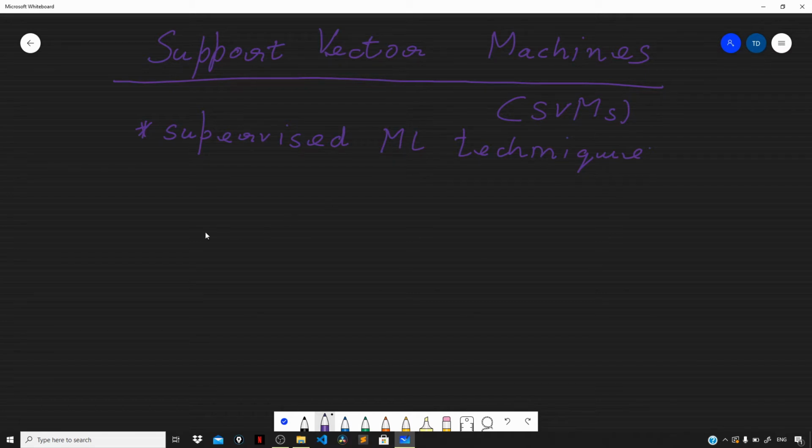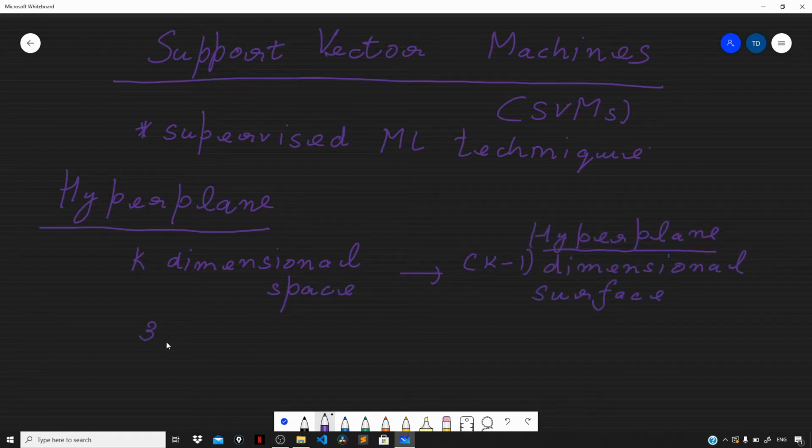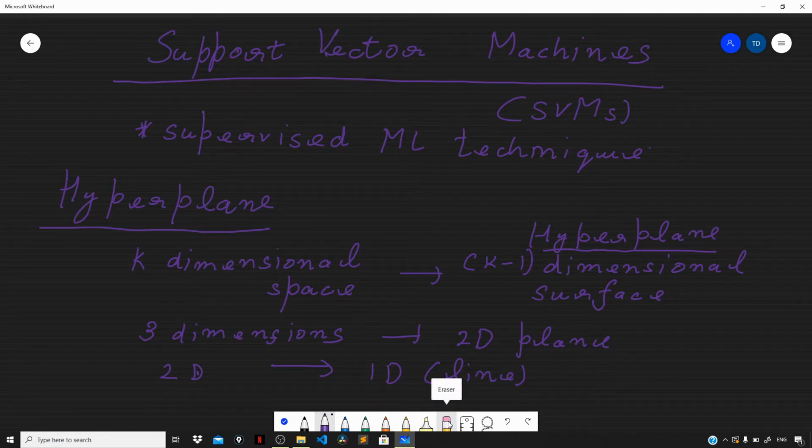Now let's first start with a geometrical figure that is very important for understanding the topic of SVM, and that is hyperplane. Now the concept of hyperplanes is relative to the dimensions that you are considering. So if you have a k-dimensional space, then your hyperplane will always be a k-1 dimensional surface. If you are present in 3-dimensional space, then your hyperplane will be a 2D plane. If you are in 2 dimensions, then your hyperplane will be a 1D surface, or you can say just a line. Now let us consider an example to understand more on hyperplane.